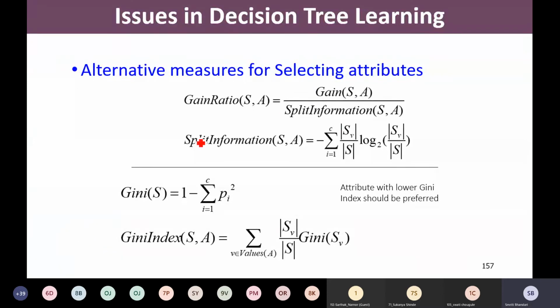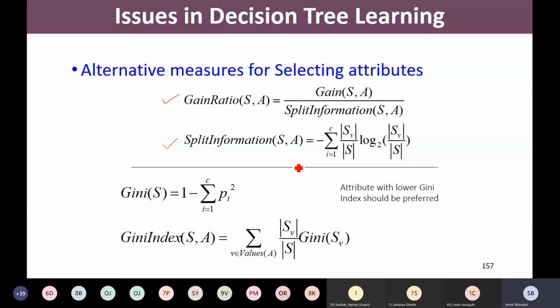So what are those alternative ways? We have gain ratio and split information. So sometimes instead of using the information gain, we may use gain ratio and split information, right? I'm not going into the details. I'm just giving you some additional insights.